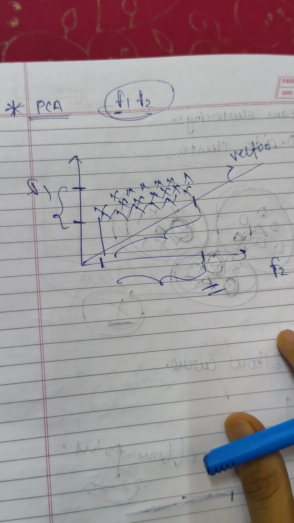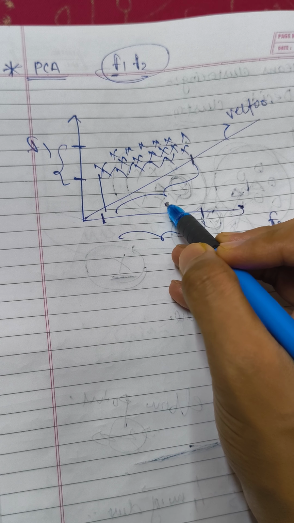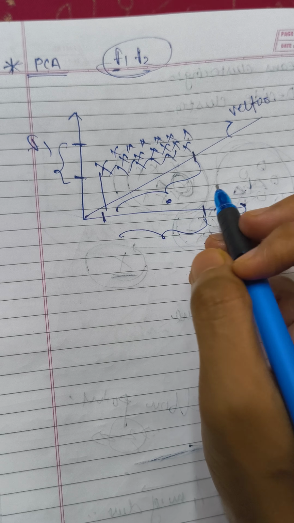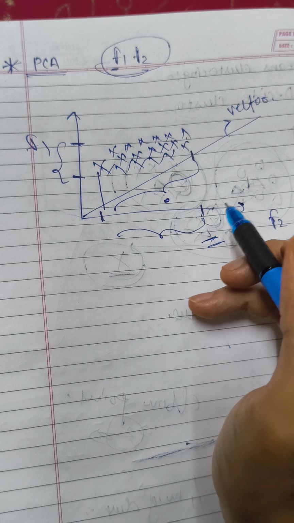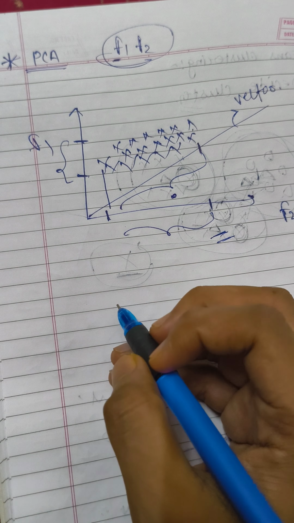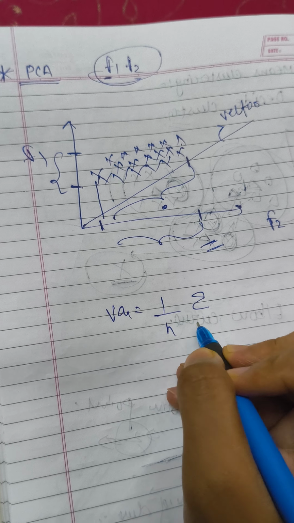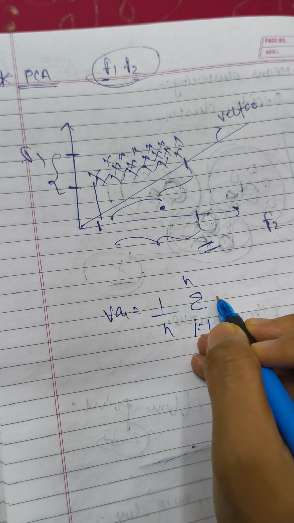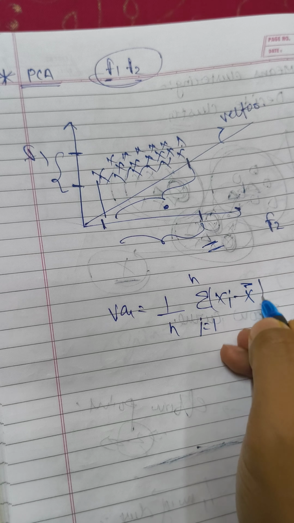And how are we going to do this? First of all, understand we are considering a vector that will give me the most variance. So what is the formula of the variance? We all know that the formula of the variance is 1/n summation i equals 1 to n (x_i minus x bar) whole square.